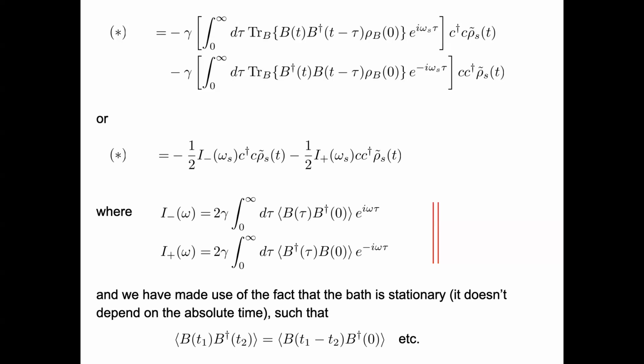Okay, so to summarize once more, if we look at this first term, I get the effect on the system operator is c dagger c acting on rho from the left. Okay, and everything else here is now an integral, and this integral I write here as I minus is nothing else but this correlation function, and taking the Laplace transform or the Fourier transform of this correlation function at the frequency, at the system frequency omega s.